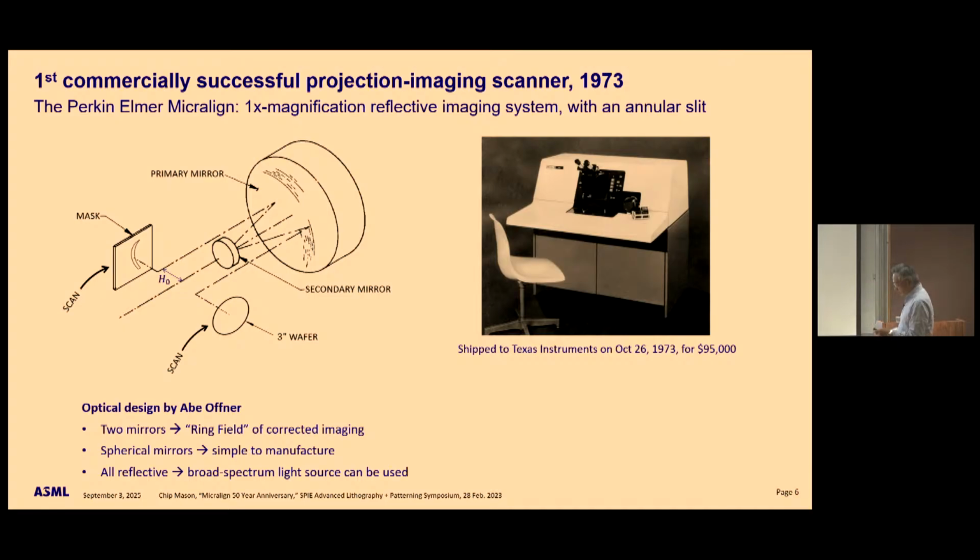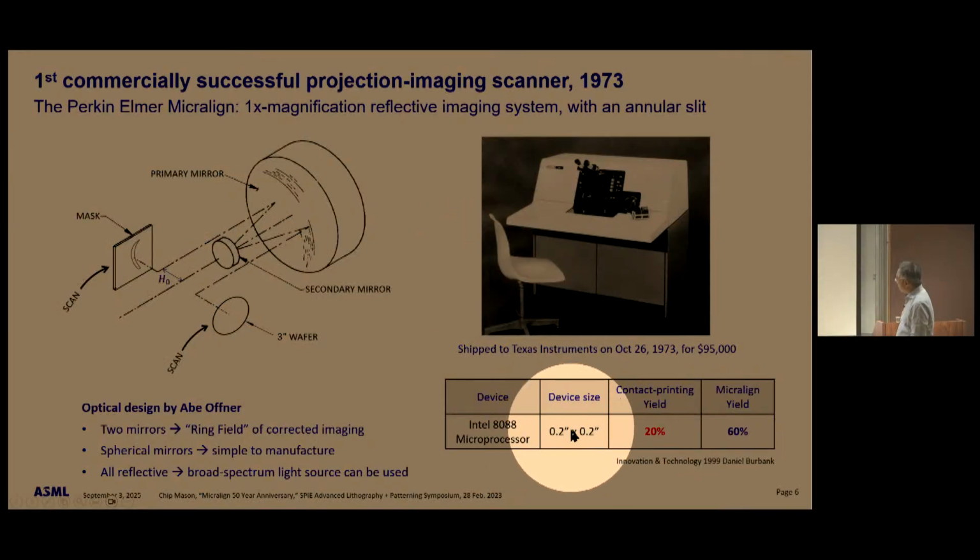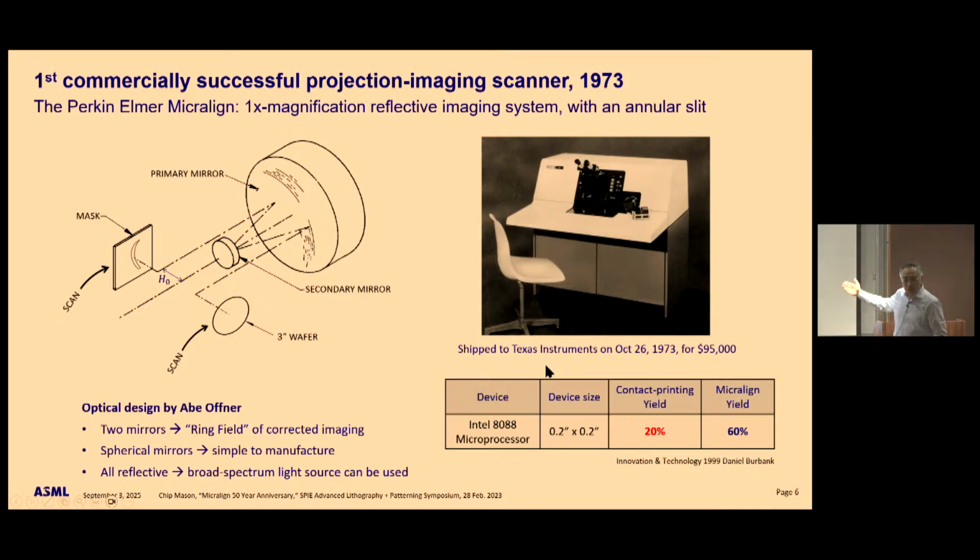So this was sold to TI, and then what happened? Intel 8888. Okay, this was not TI, this was Intel. The device size was 0.2 inch by 0.2, about 5 millimeter by 5 millimeter. With contact printing, the yield of these microprocessors was only 20%. With Microline, 60%. This basically kept Moore's law alive back then, okay?